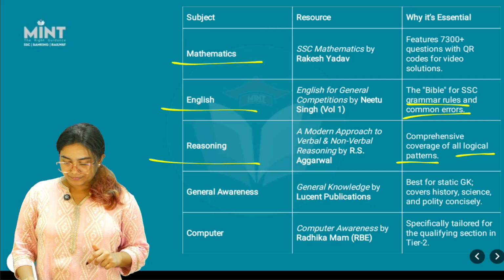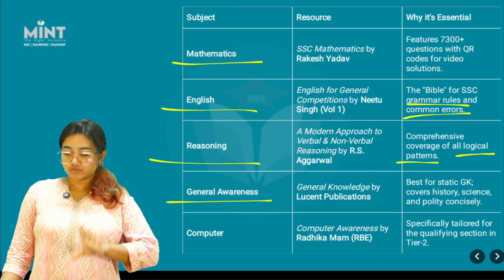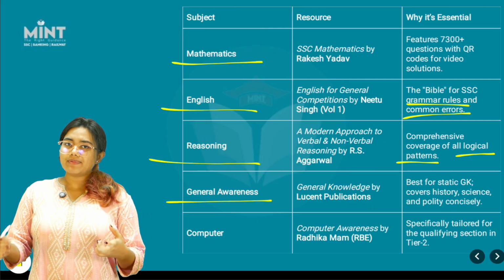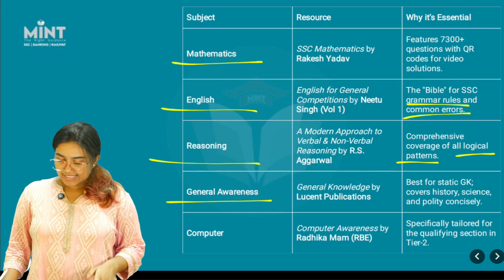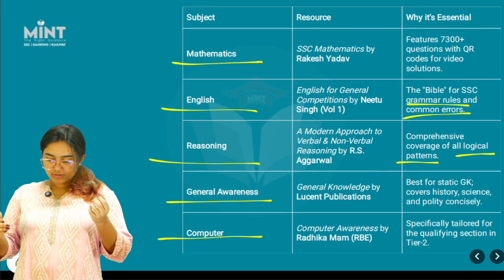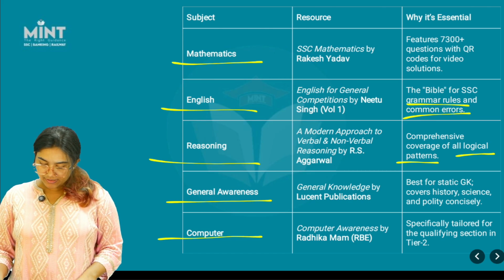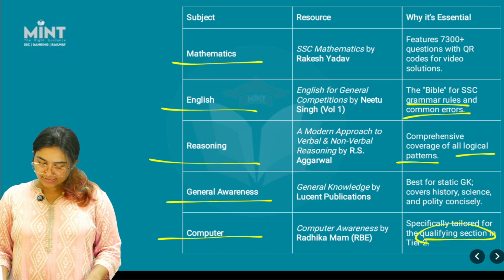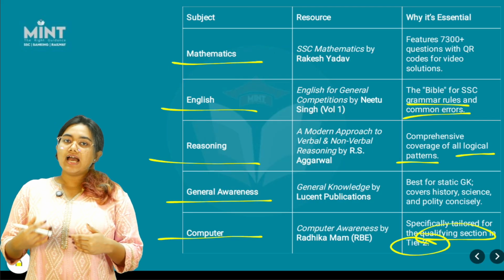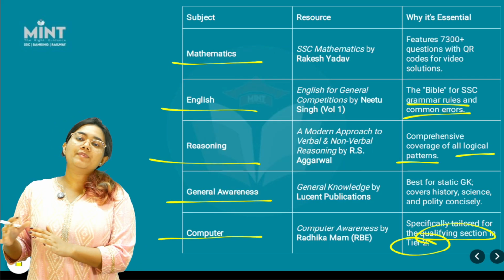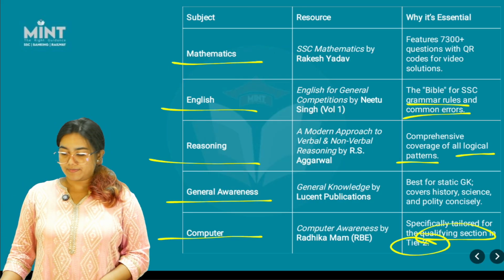Comprehensive coverage is given. For general awareness, we have General Knowledge by Lucent Publications. It's the best for static GK. It covers things like history, science, polity very concisely. Then we have Computer Awareness by Radhika Ma'am, RBE, specifically tailored for the qualifying section in Tier 2. So it's very specific, so you can approach it very easily and study it and directly be able to pass the Tier 2 qualifying part.